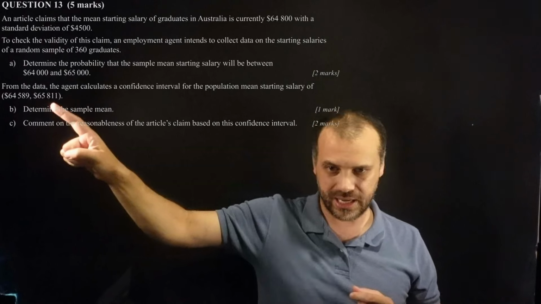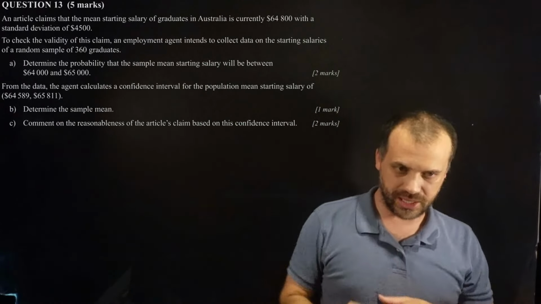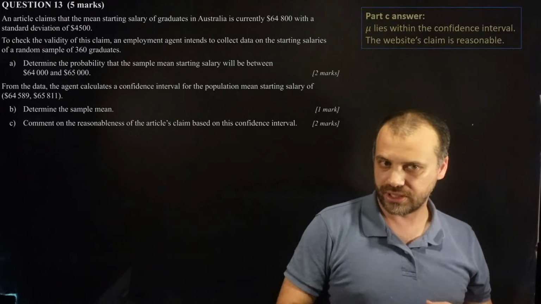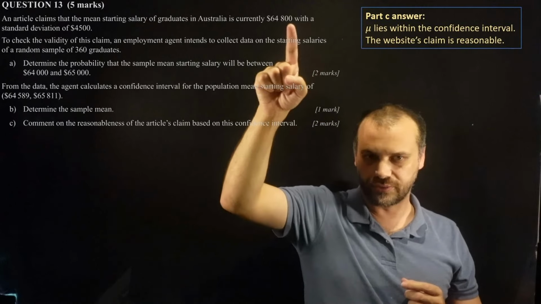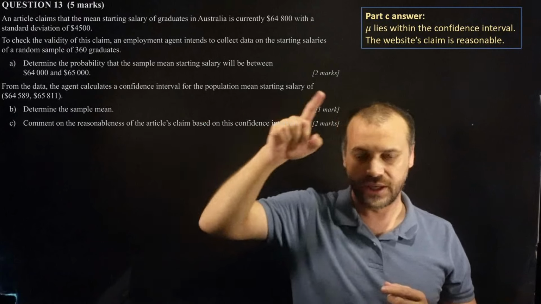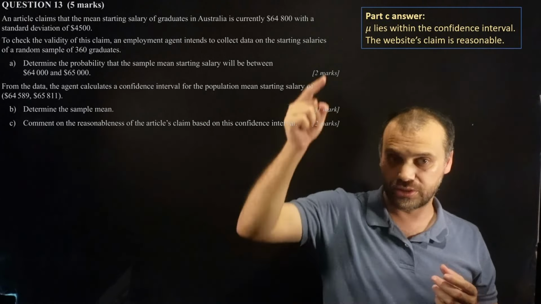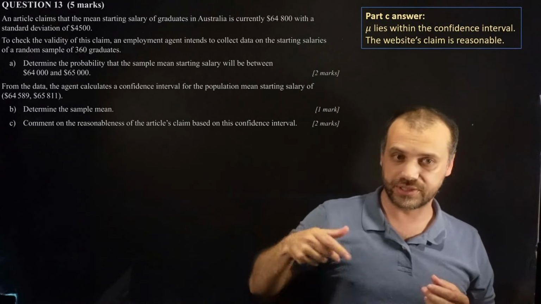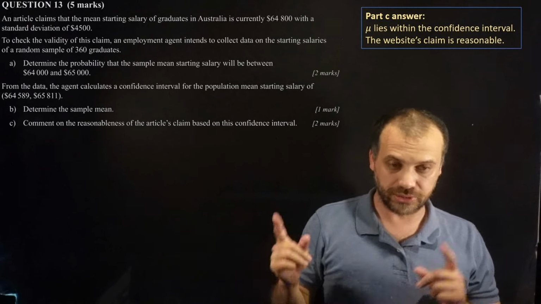And so we can take that information and turn it into a statement that will earn us 2 marks. So what's the statement? Something like this. Mu lies within the confidence interval, right? The population mean lies within that confidence interval. Therefore, the website's claim is reasonable. 2 mark question. You're saying that mu lies within the confidence interval, and then you're saying that the website's claim is reasonable.